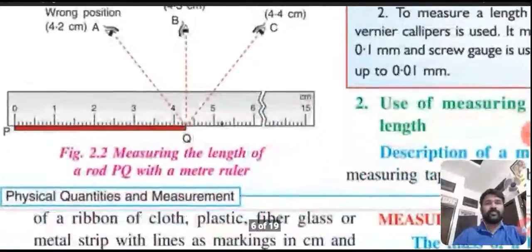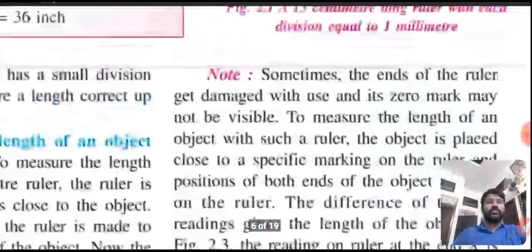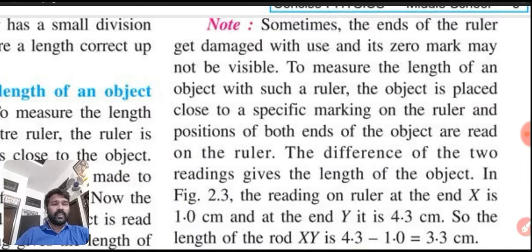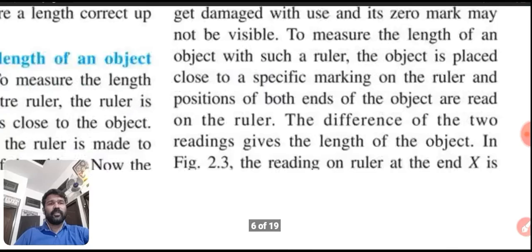Okay, students. Now, note, sometimes the ends of the ruler get damaged with use and its 0 mark may not be visible. Okay, in your scale also, maybe, if it is old. To measure the length of an object with such a ruler, the object is placed close to a specific marking on the ruler and positions of both ends of the object are read on the ruler. The difference of the two readings gives the length of the object. In figure 2.3, you just observe it, figure 2.3.